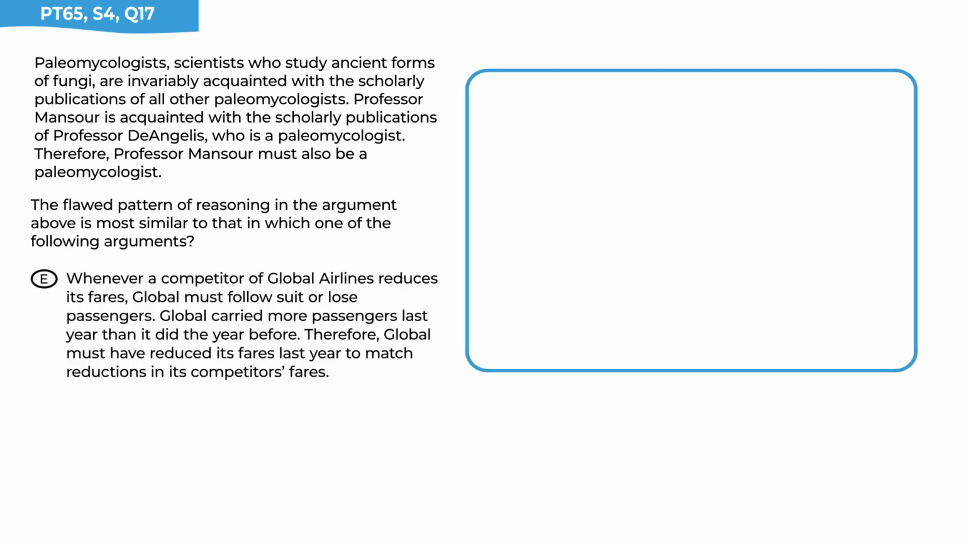Finally, let's look at answer choice E. Whenever a competitor of Global Airlines reduces its fares, Global must follow suit or lose passengers. So we have a rule. Whenever the competitor reduces its fares, Global must follow suit, which means that they must reduce their fares, or they're going to lose passengers. So if the competitor reduces their fares, then either Global is going to reduce their fares as well, or they're going to lose passengers.